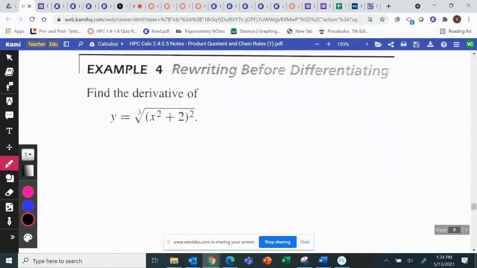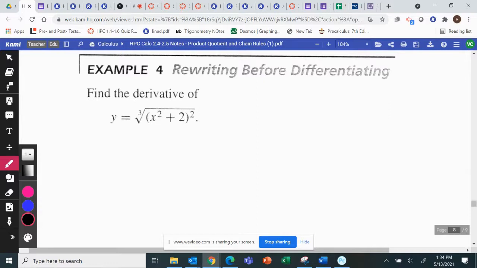Okay, so rewriting before differentiating. We look at this example. We see a cube root. We're not going to differentiate with a cube root. We're going to turn that into a power. So the first thing I'm going to do is not differentiate. The first thing I'm going to do is rewrite. I'm going to have x squared plus 2 to the 2/3.